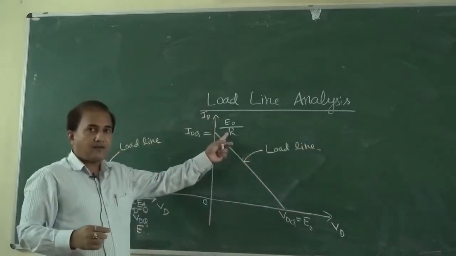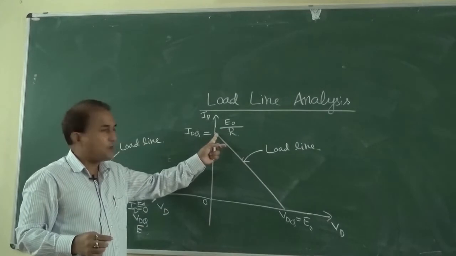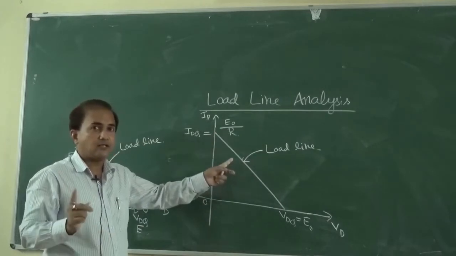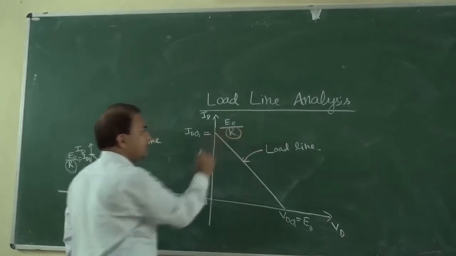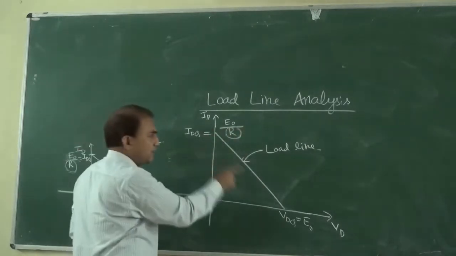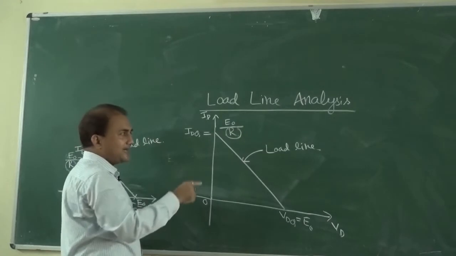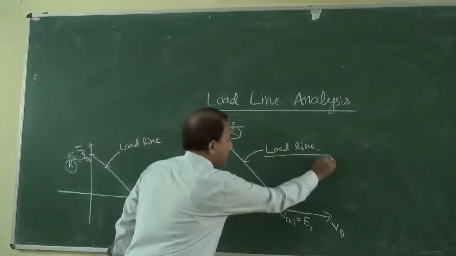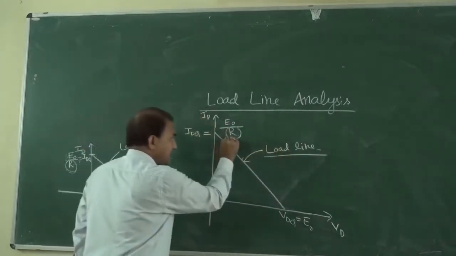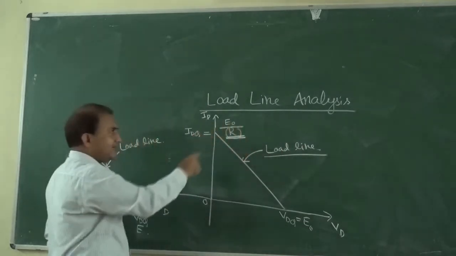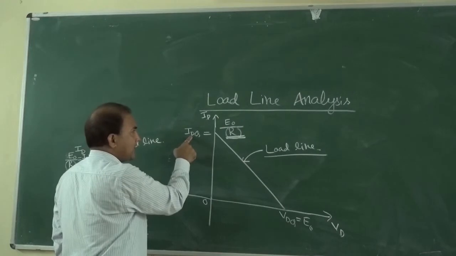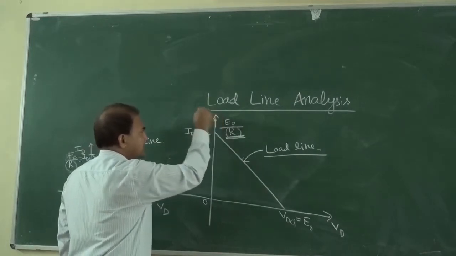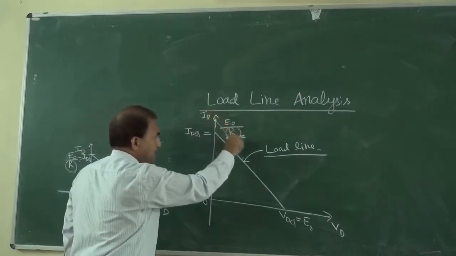Now if the value of R varies, then the slope of this load line will also vary. Depending upon the variation of R, the slope of the load line also varies. That is why it is known as the load line. So if R is lesser than this value, then what will happen? Then IDQ will be at this position like this.